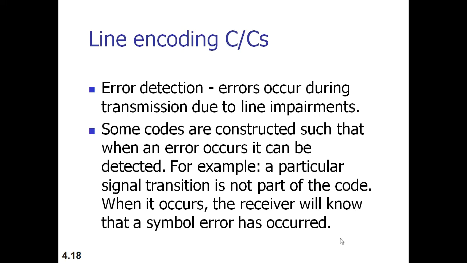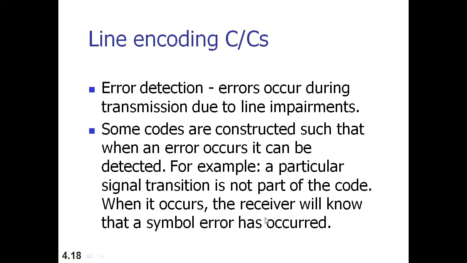Now some of the things we need to discuss about line encoding. Error detection: errors occur during transmission due to line impairment. Your encoding scheme should support error detection capability. Line impairment is due to noise and attenuation in the transmission path. Some codecs are constructed such that when an error occurs, it can be detected. For example, a particular signal transition is not part of the code.